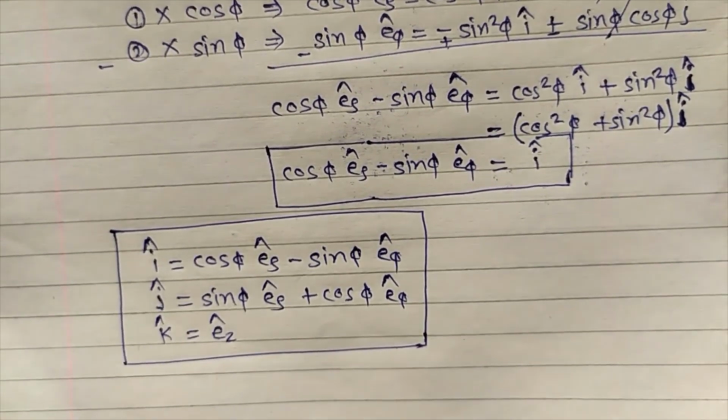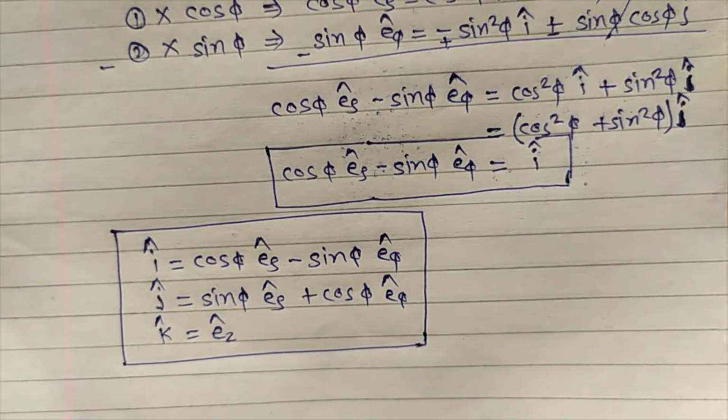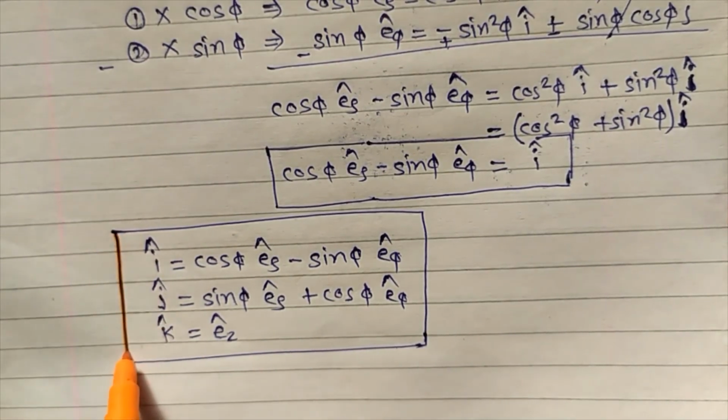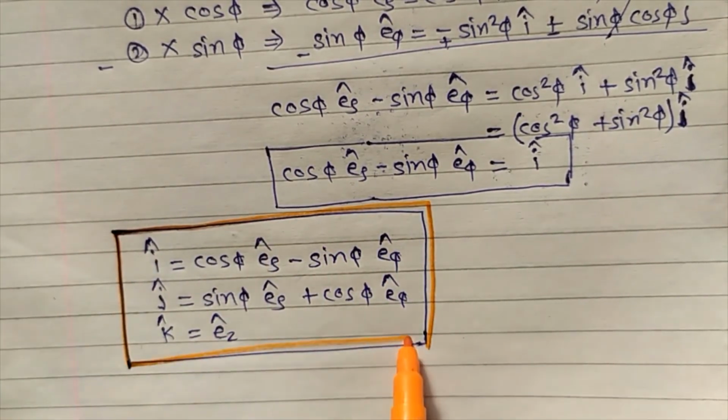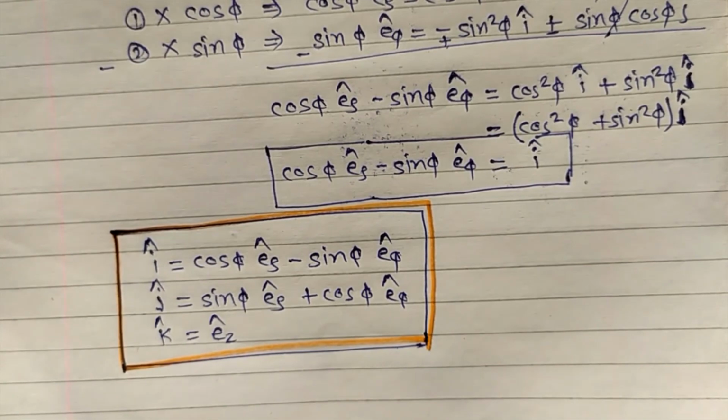For today we will stop here. In the next lecture we will deal with the cylindrical coordinate system, that is unit vectors in the cylindrical coordinate system, and we will try to express them in terms of i, j, k, and we will do the vice versa.